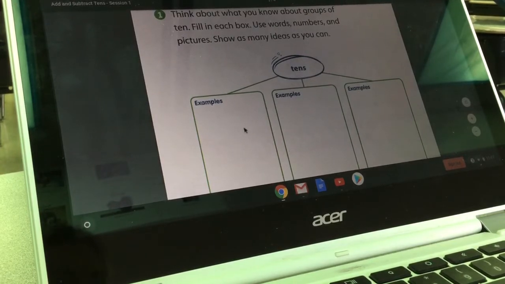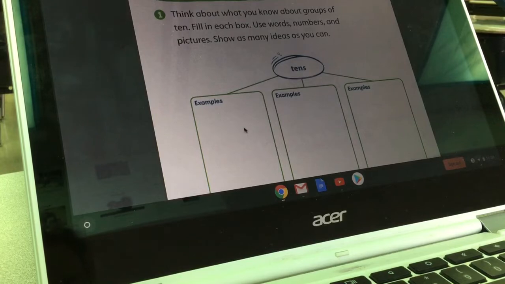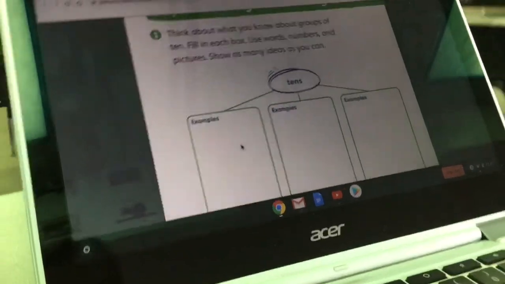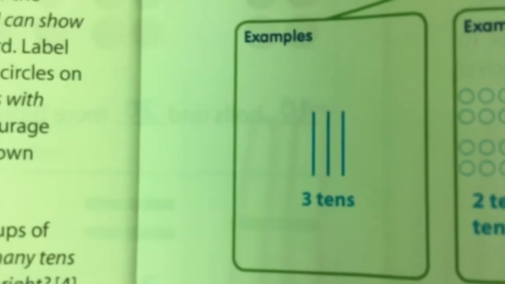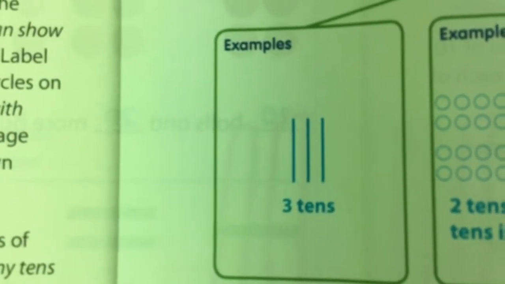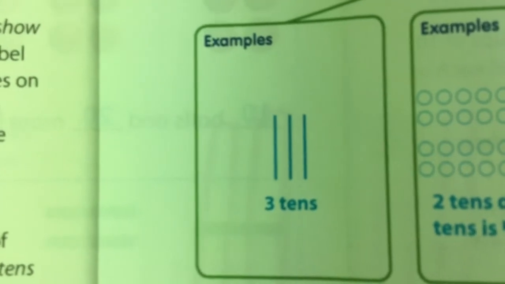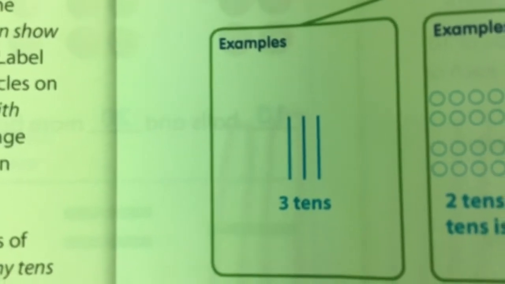All right, so I'm thinking about using a picture for my first example. How can we draw an example of tens? Well, we can draw tens, 10 rods. If we draw 3 10 rods, it would show us 3 tens. Go ahead and draw 3 tens in your first picture to show an example of what tens are. If you don't want to do 3 tens, you can do as many tens as you'd like.